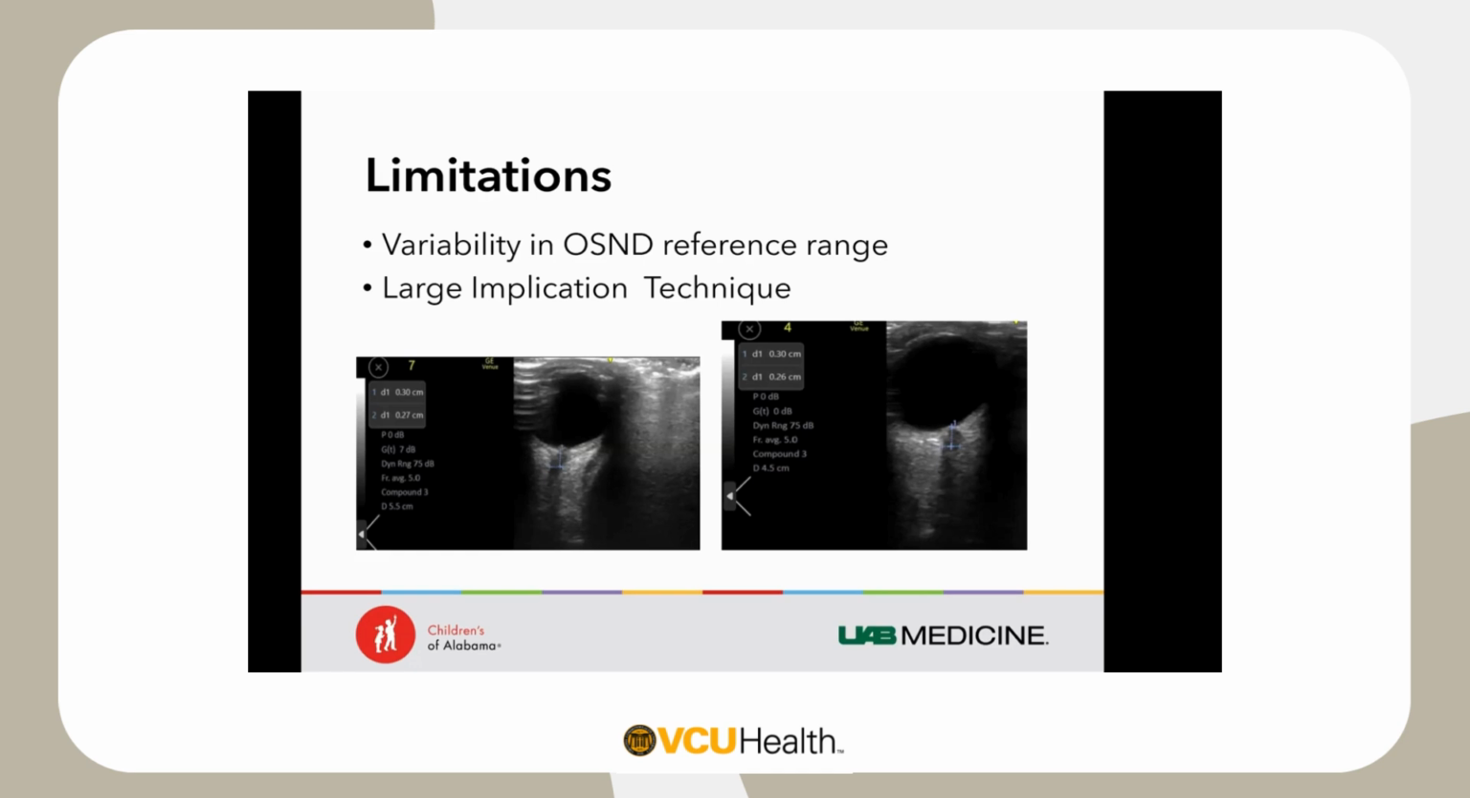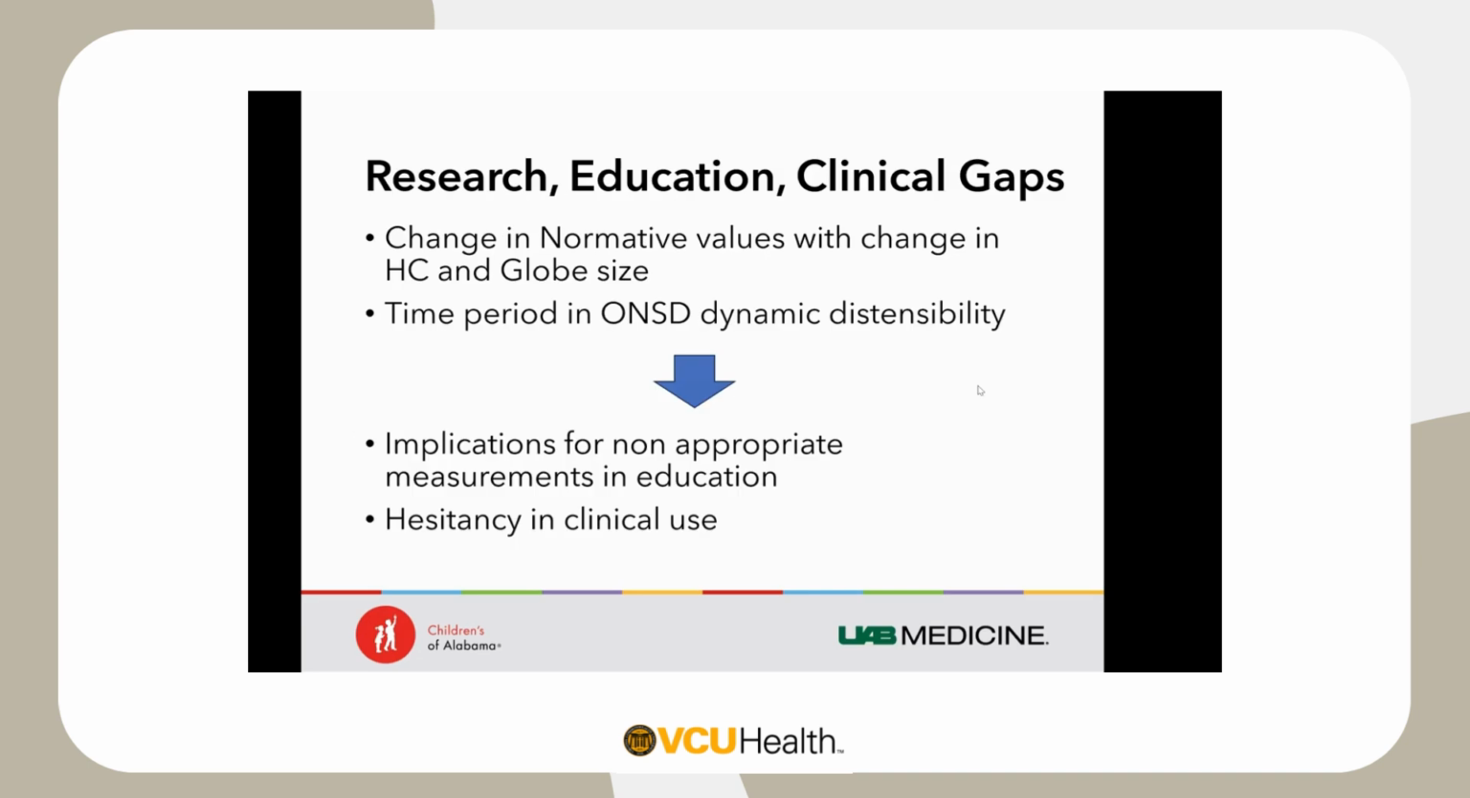So while it's easy to get a picture of the eye, it is much more difficult to actually get a good, well elucidated image of the eye, which nicely turns into where the gaps are in optic nerve and ocular ultrasound. So one of our big gaps is there is a well-described change in normative values with our head circumference and globe size of our eye as we grow.